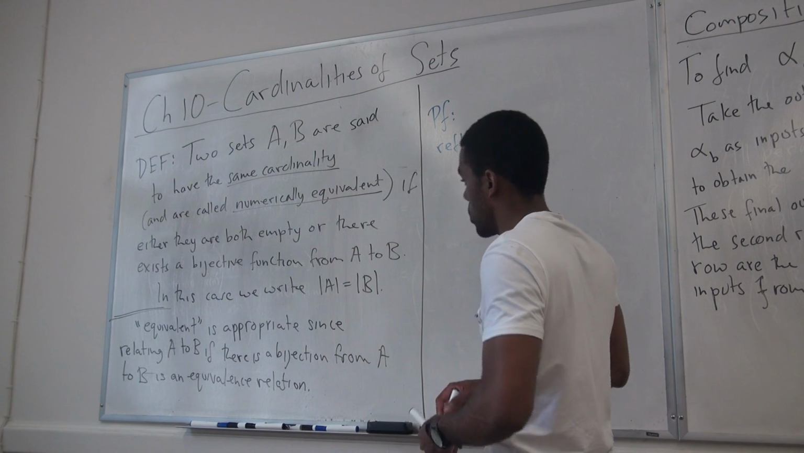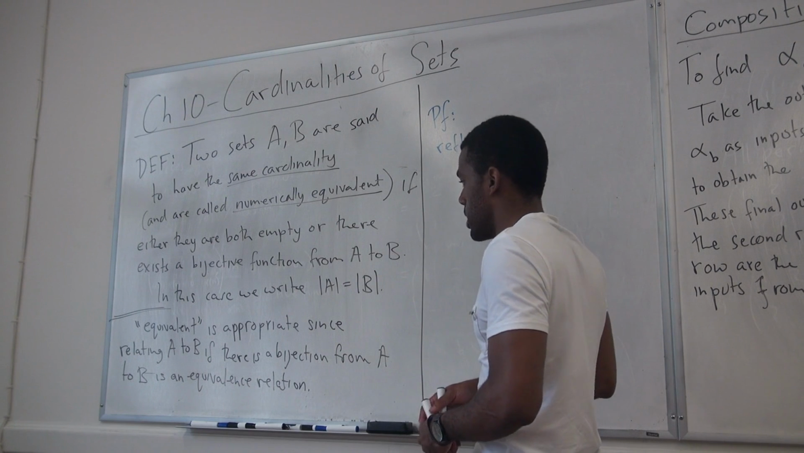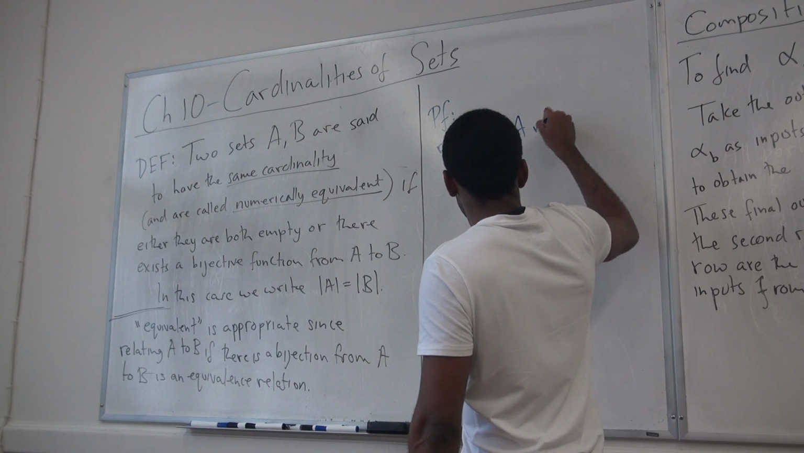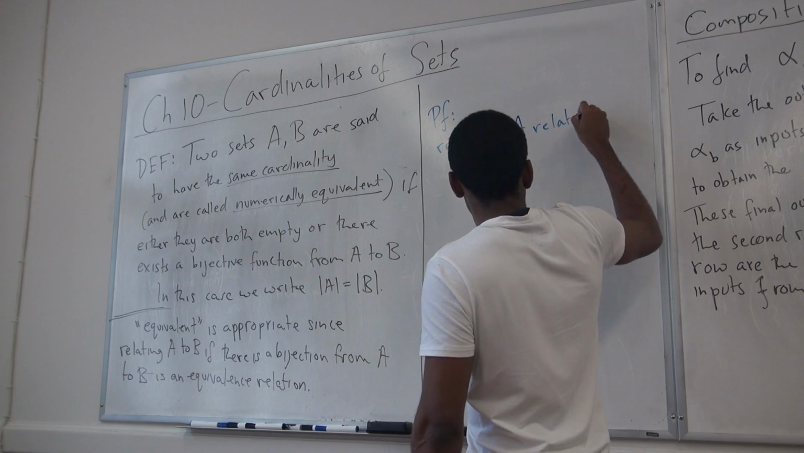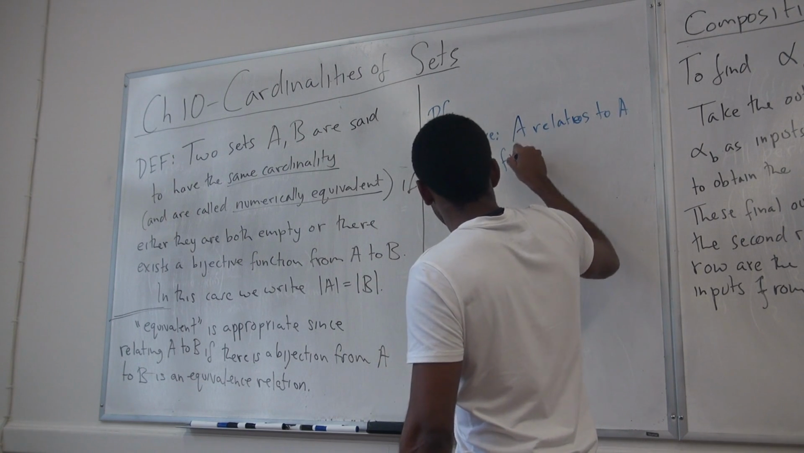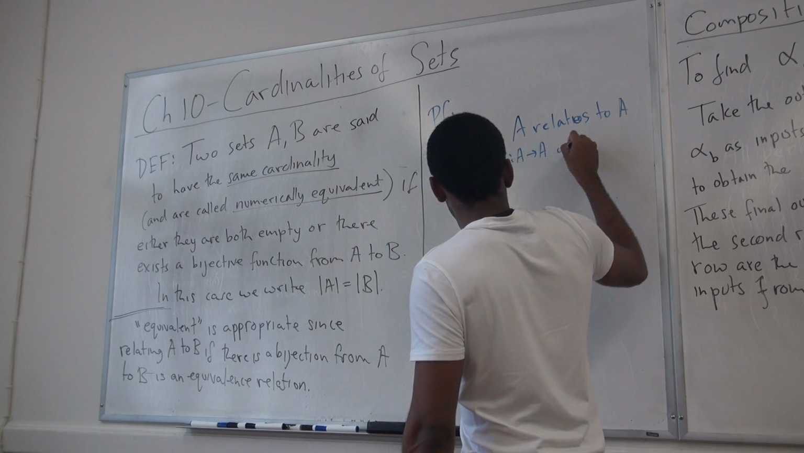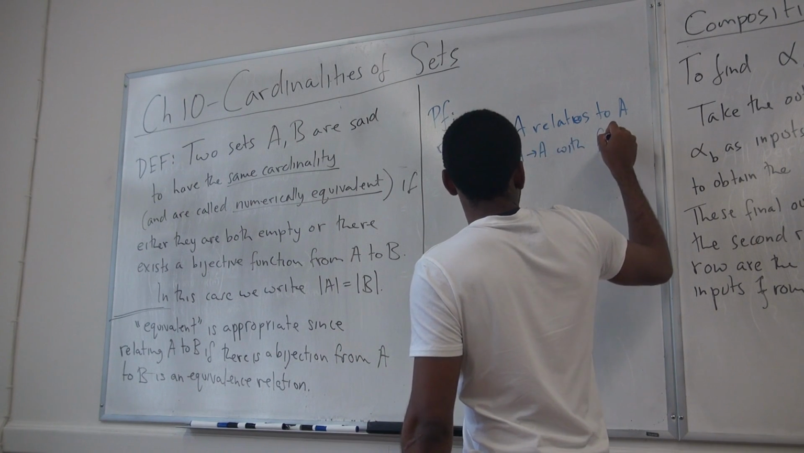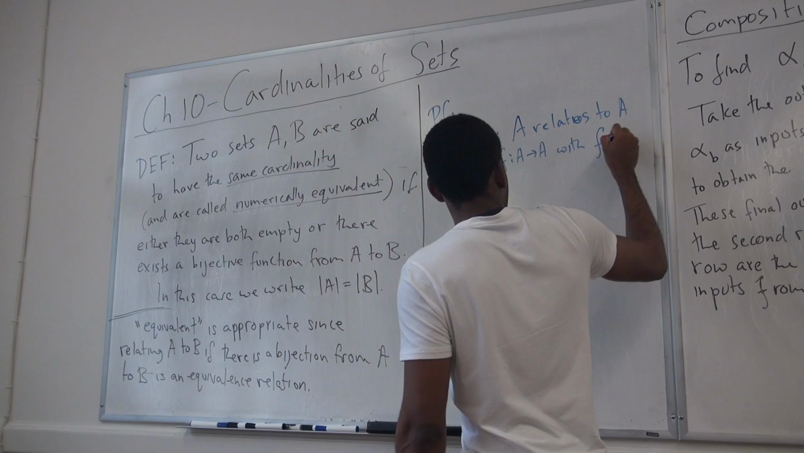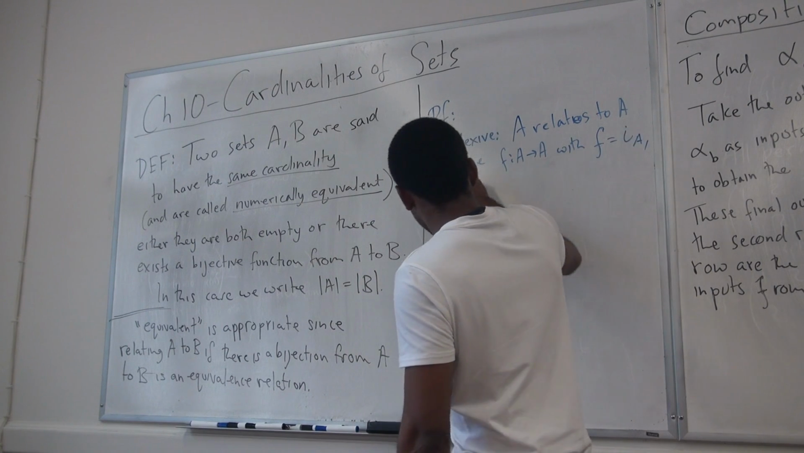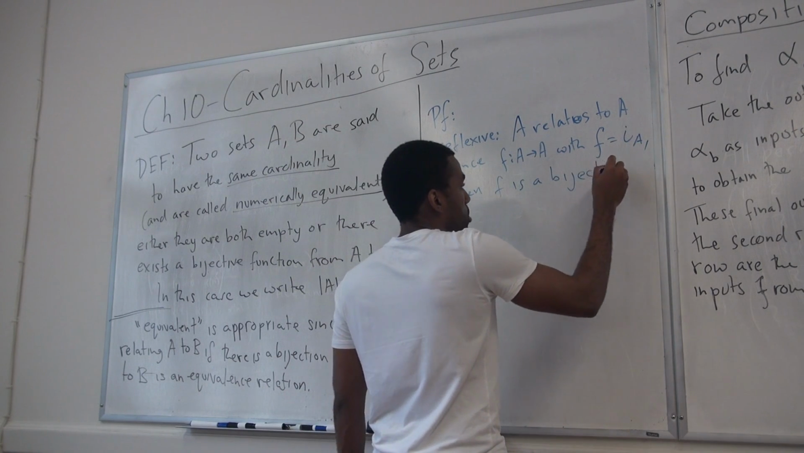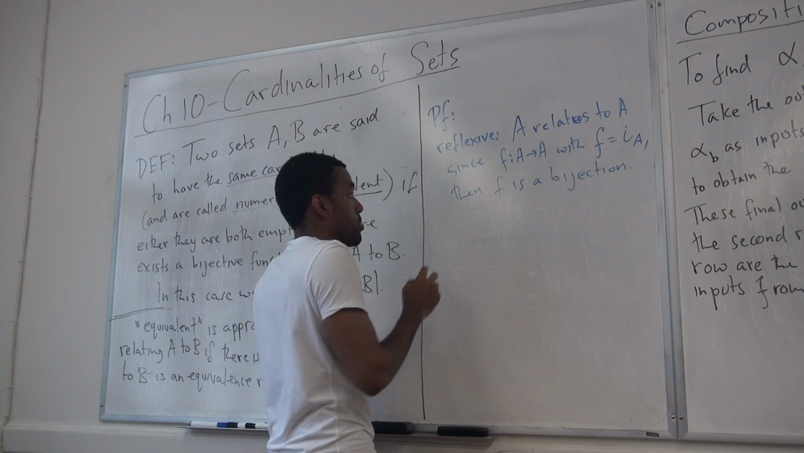Well, that's for symmetry. What about reflexive? How do I know that A relates to A? Oh, the identity function. A relates to A, since if I take F from A to A, where F is just the identity function on A, then F is a bijection. Just send every element in A to itself. It's a bijective function.